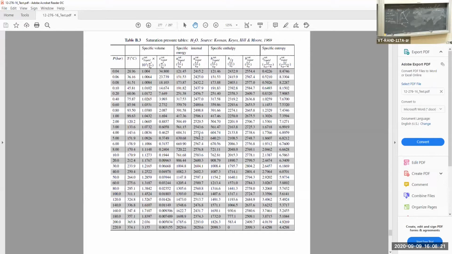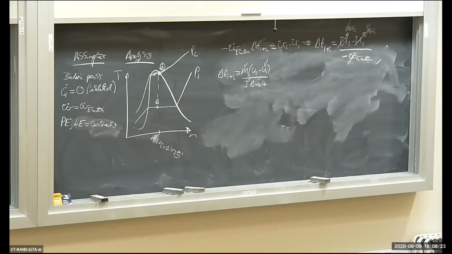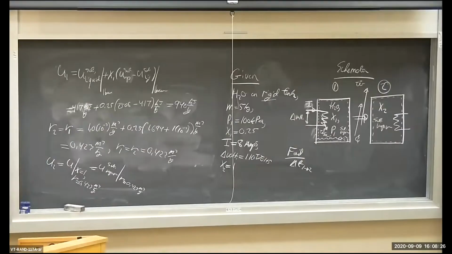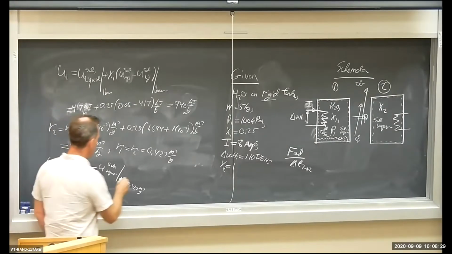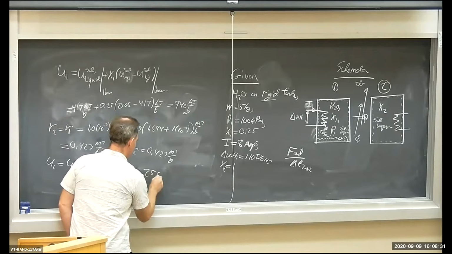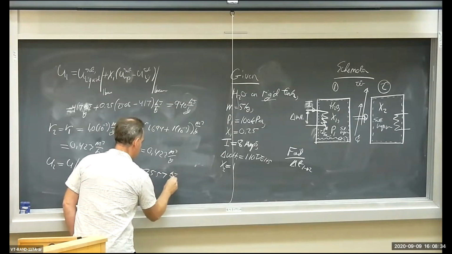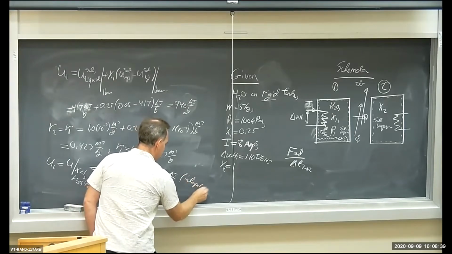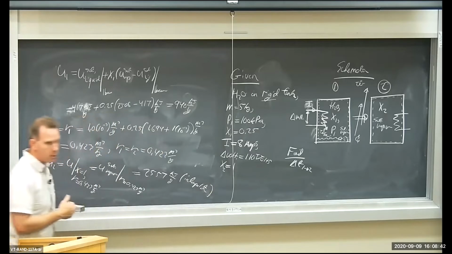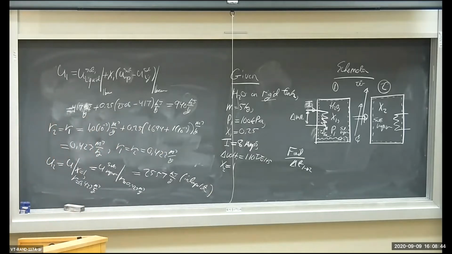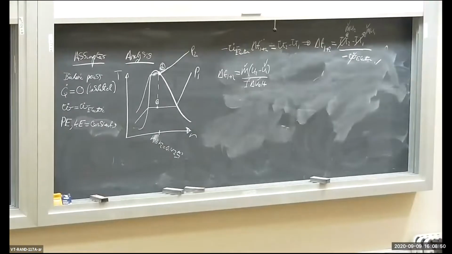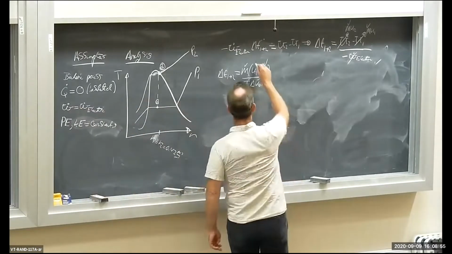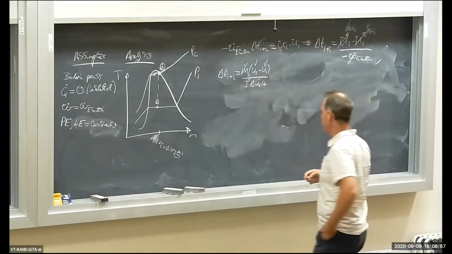So from interpolation, I get 2,557 kilojoules per kilogram. I interpolated between a couple of data points on the table. 2,557. Okay, so now we have U2. We've got everything. Let's plug in.